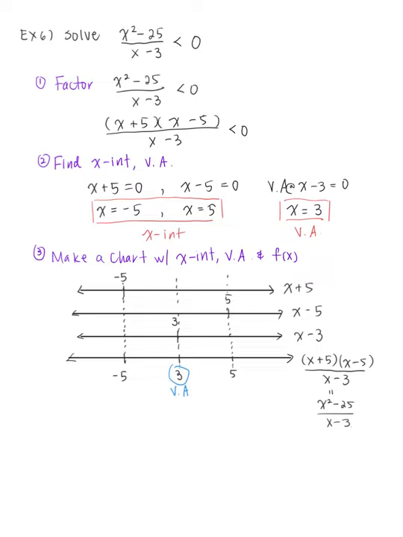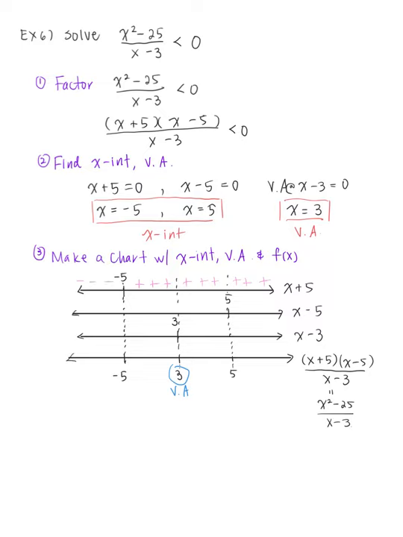Now let's take a look at the first line. Let's pick any number that's bigger than -5. So let's just say 0. Plug it in place of x. We're going to have 0 plus 5, which is going to give us a positive value. So on the right of -5, everyone is going to be positive. And that means that on the left of -5, everyone's going to be negative.